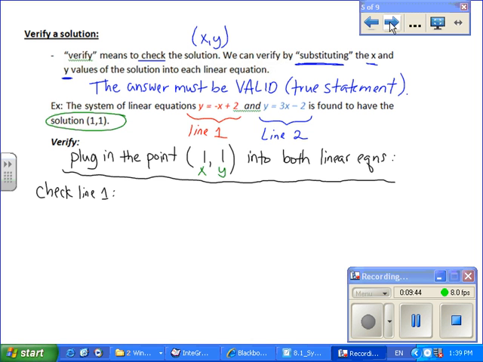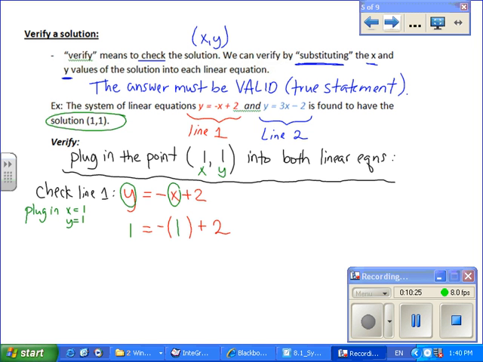Here's the equation for line 1: y equals negative x plus 2. What I'm going to do is substitute in my y value and my x value from my point and make sure that I get a true statement. So I'm going to plug in x equals 1 and y equals 1 from my point (1, 1). So we'll get a 1 for y, and that's equal to negative x, but I'm going to plug in my value of x from my point, which is 1. The rest of the equation stays the same.